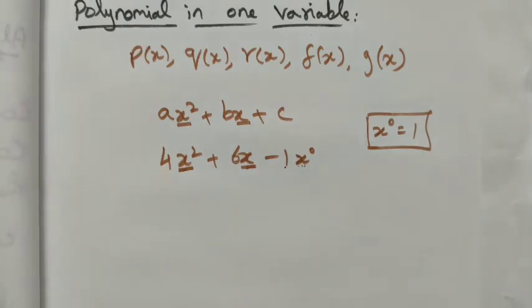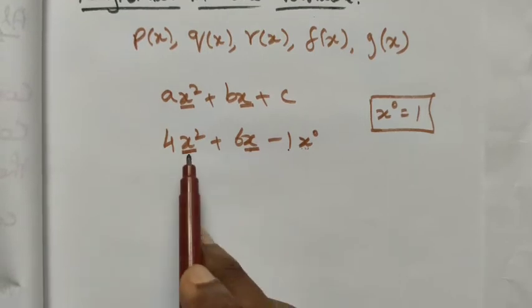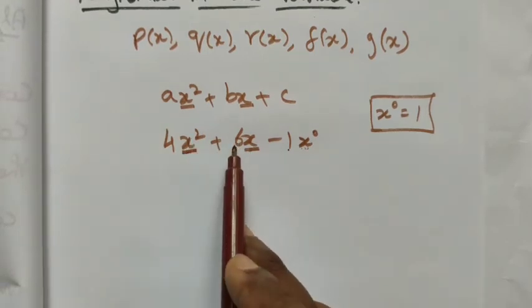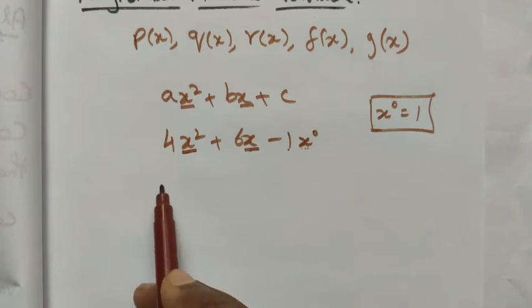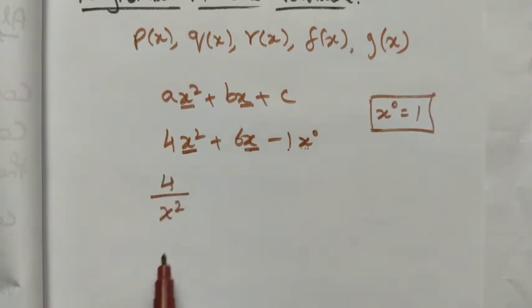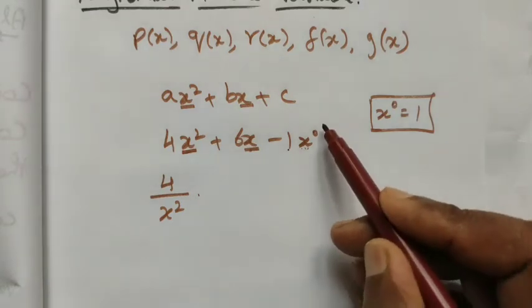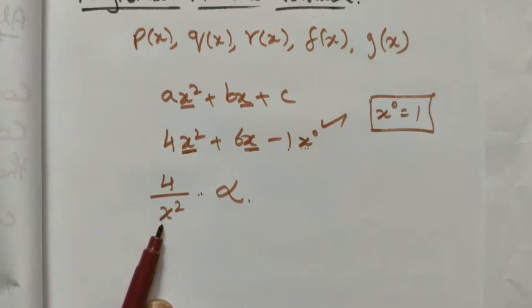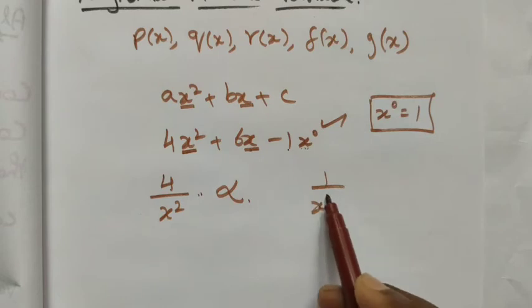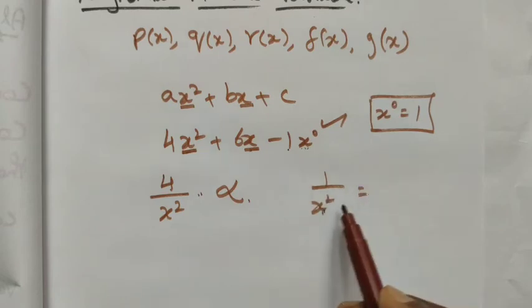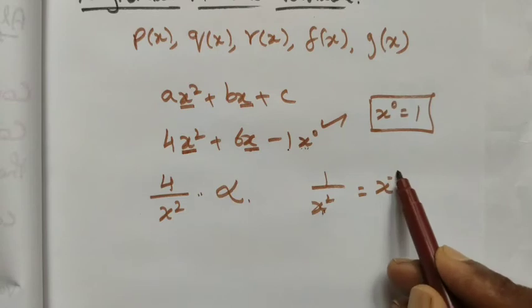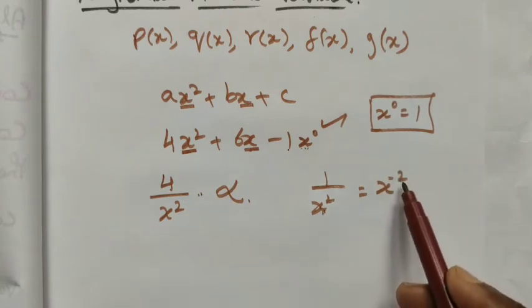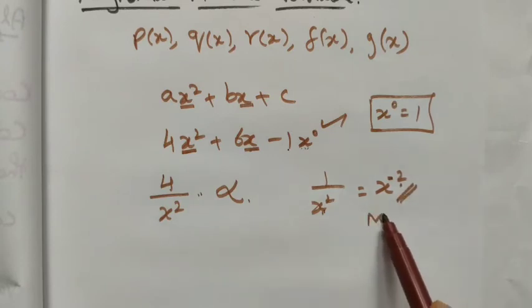And then the polynomial is always in that form: the variables have whole number powers, and the variable must not be in the denominator. This is not a polynomial because the variable is in the denominator. If the variable is in the denominator, that is 1 by x square, and I take this x square to the numerator, we get the power as negative, x power minus 2. So it is not a non-negative value, it is negative, so it is not a polynomial.